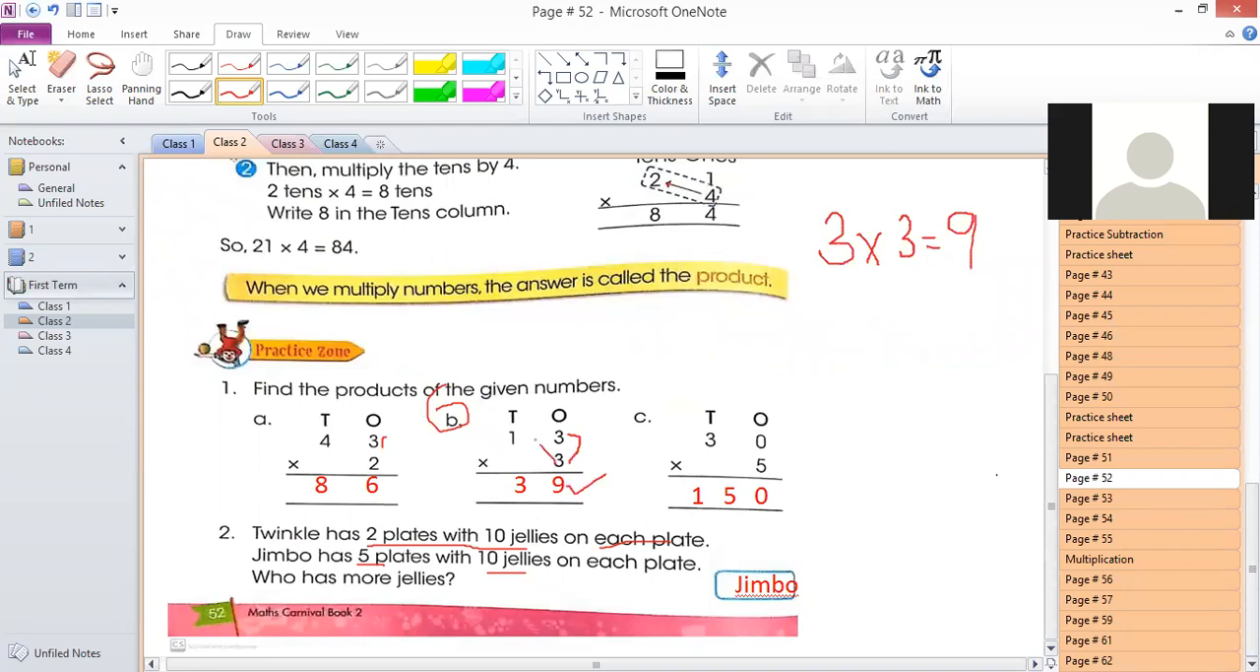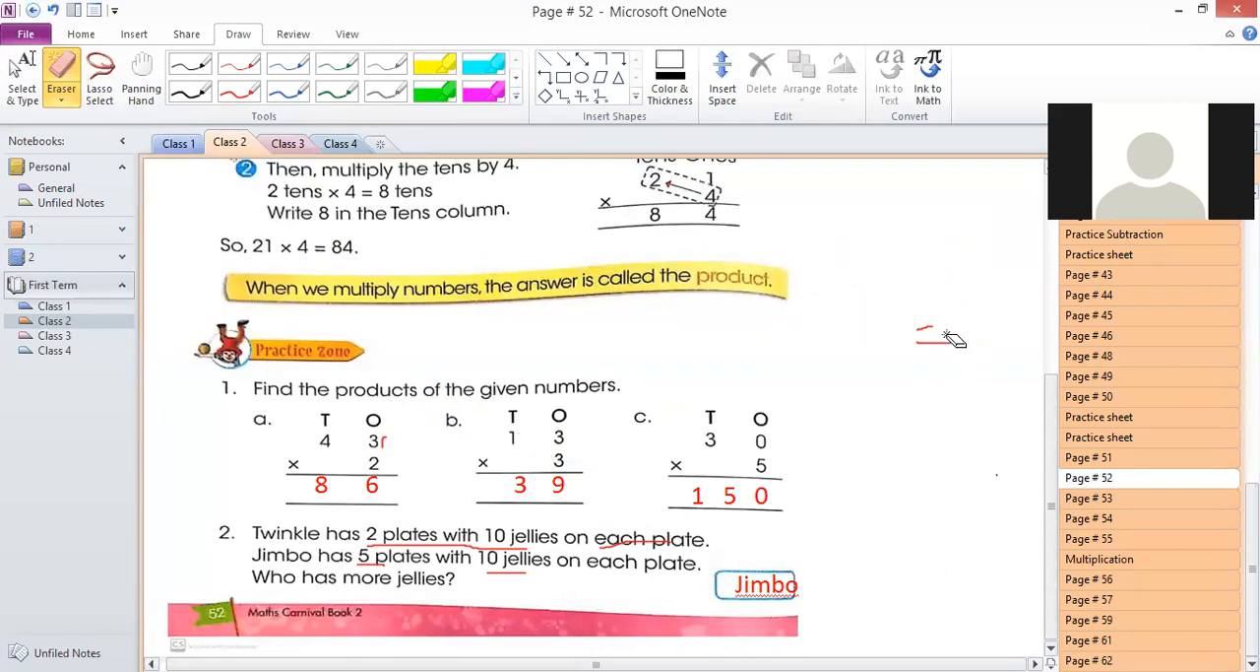Then you multiply 3 by 1 ten. 3 by 1 equals 3. So you will write 3. 3 by 3 is 9 ones, 3 by 1 ten is 3 tens. So the answer is 39. Then move to the next question, which is C.